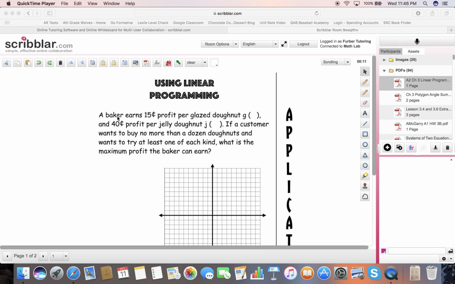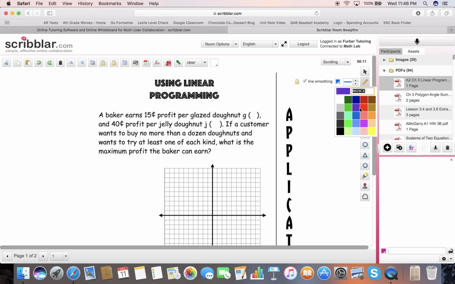All right, so here's the word problem. It says a baker earns 15 cents profit per glazed donut, G, and we're just going to replace that with X, and 40 cents profit per jelly donut, J, but we'll change that to Y. So it says if a customer wants to buy no more than a dozen donuts and wants to try at least one of each kind, what is the maximum profit the baker can earn? So again, we're going to make X be the glazed and Y be the jelly.